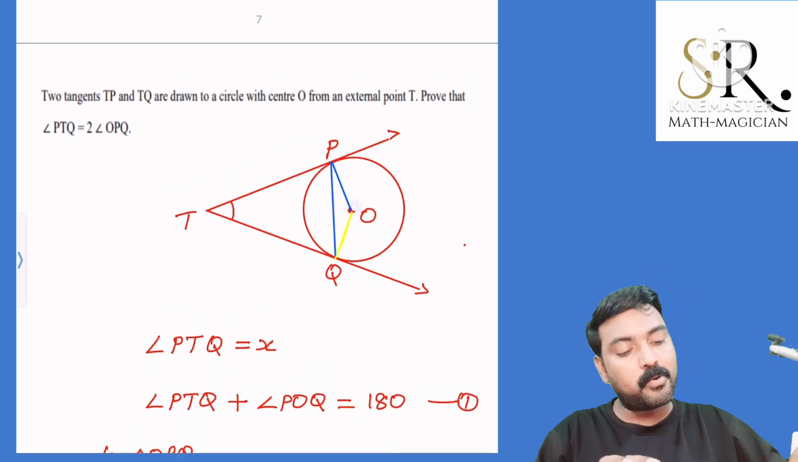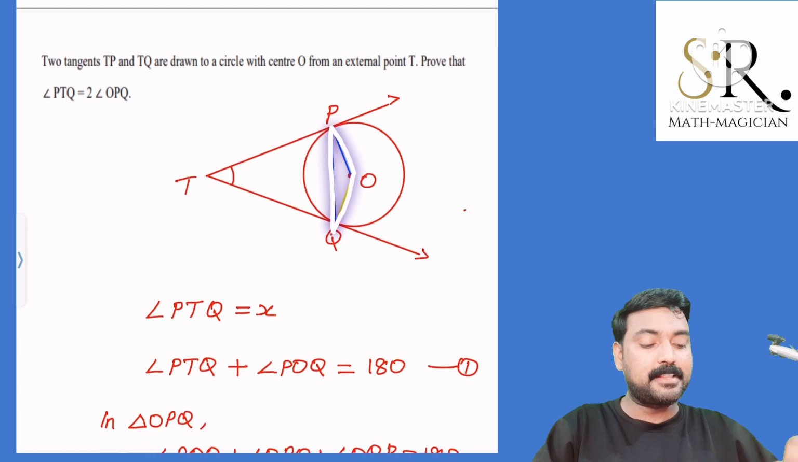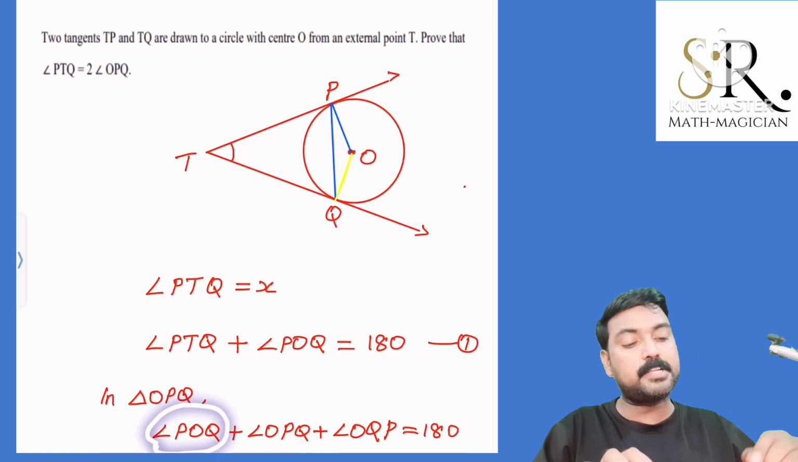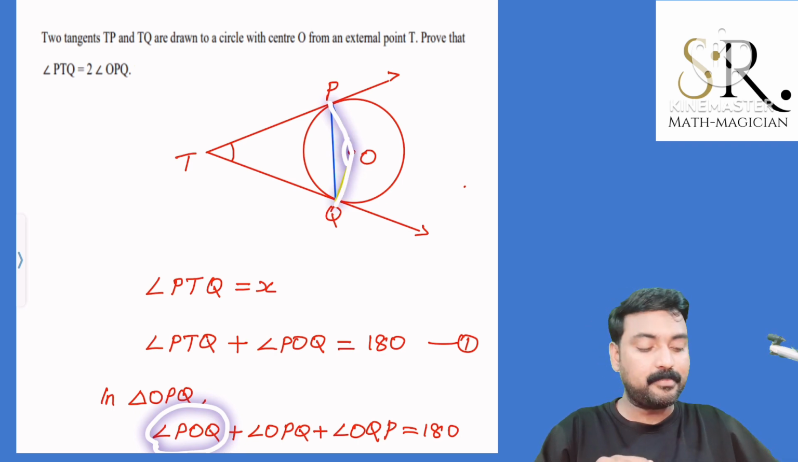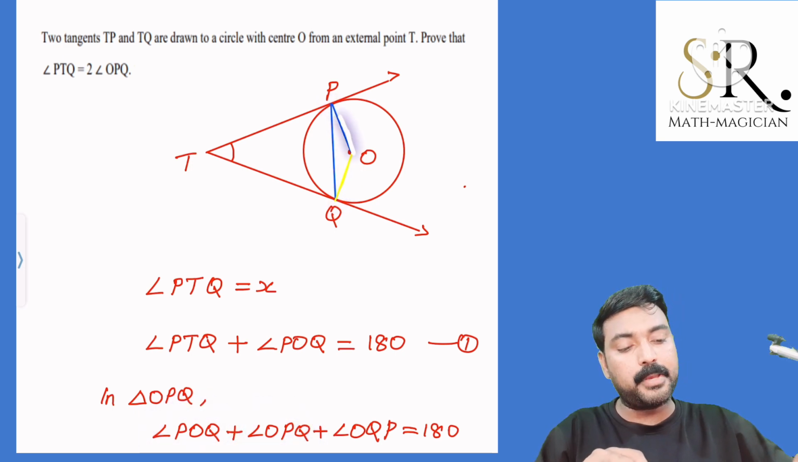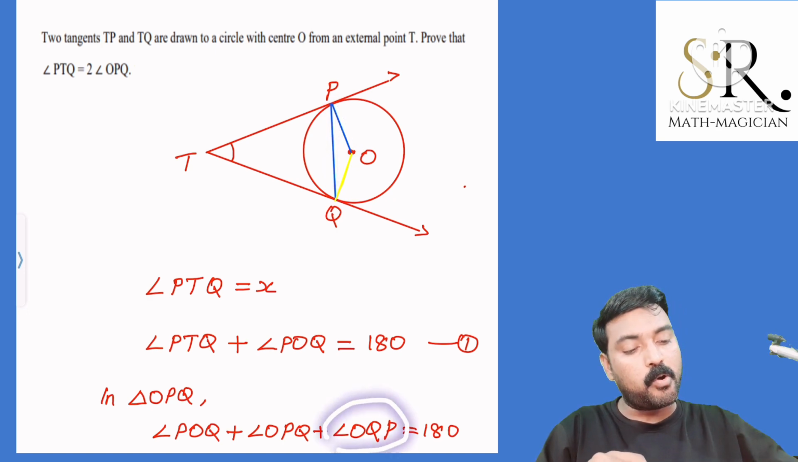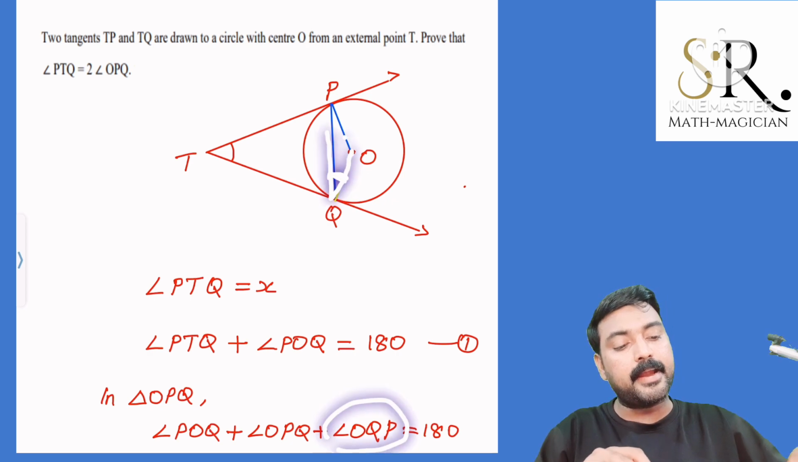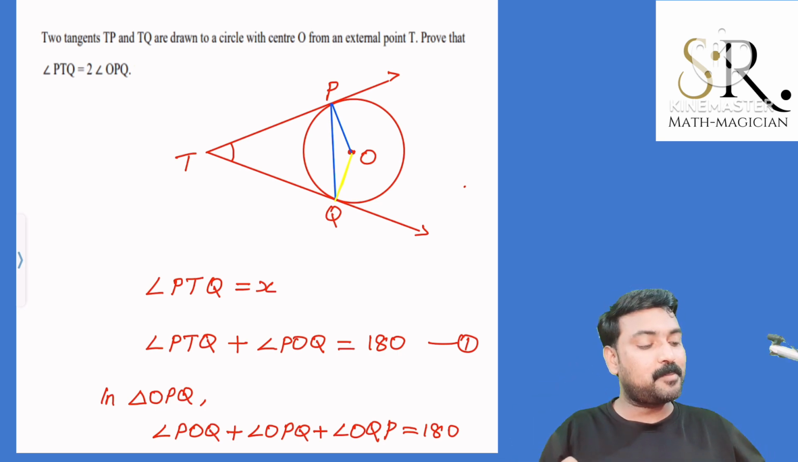Now we can move to the smaller triangle, triangle OPQ. What is the sum of angles in a triangle? 180 degrees. So we can add all these angles: angle POQ, this bigger angle; angle OPQ, this angle; and angle OQP, this angle. These three angles are added. By the angle sum property of the triangle, this will be equal to 180 degrees.